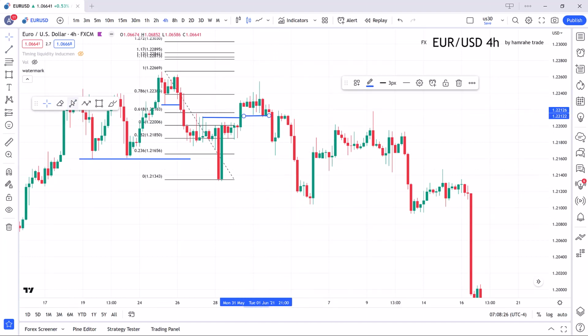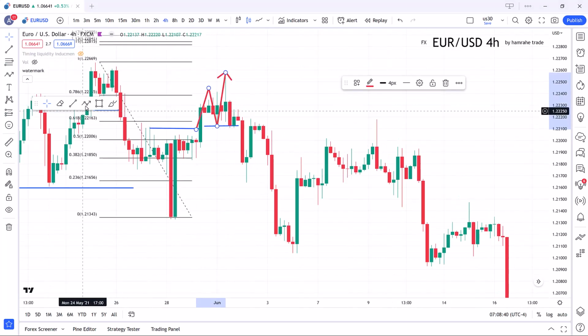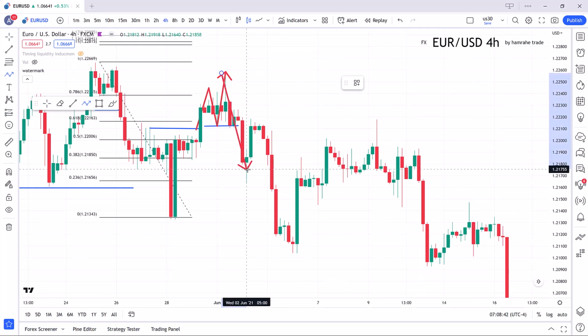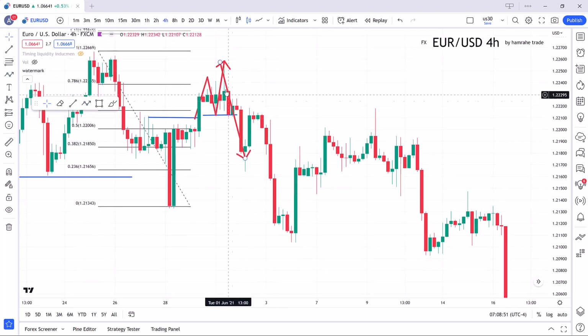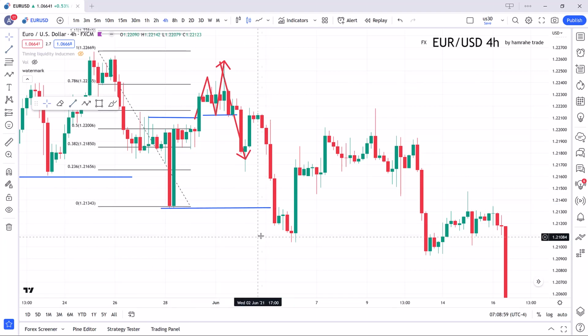What is a minor pivot? Let me zoom in. When the market goes up, breaks the high, and then comes back and crushes the low, after this movement we can say that we are allowed to sell the market and try to find selling setups. After that, we wait until the market breaks the low.